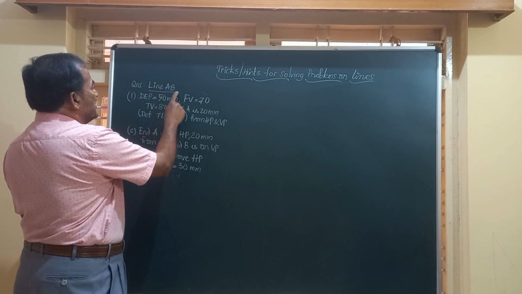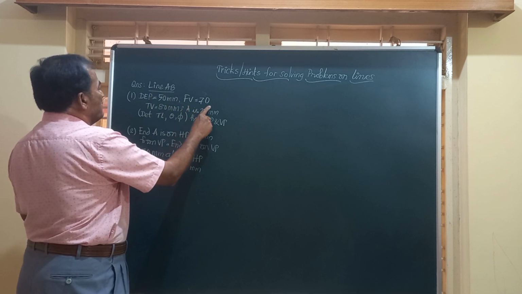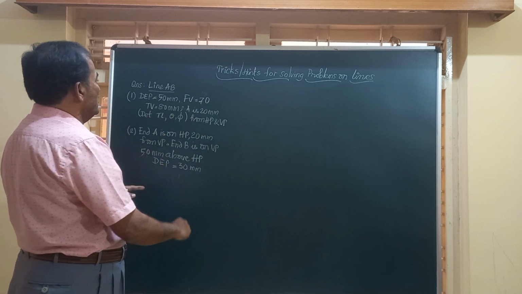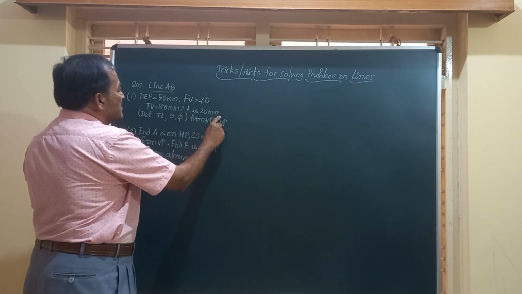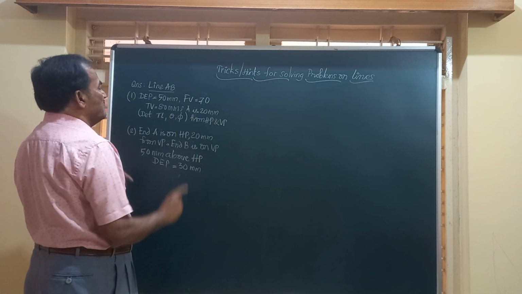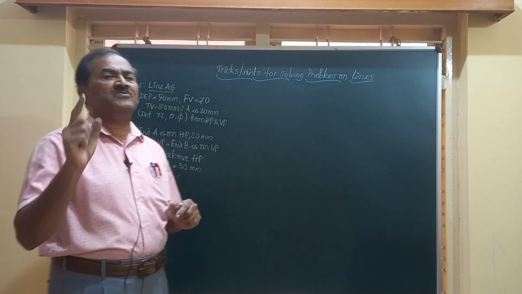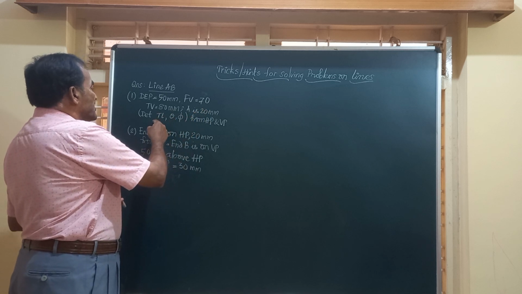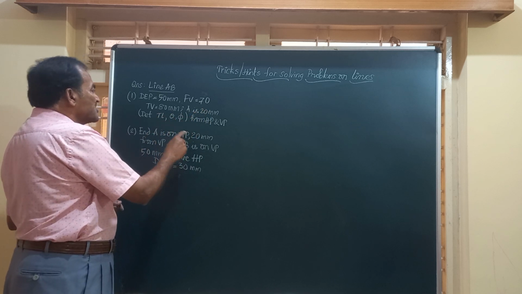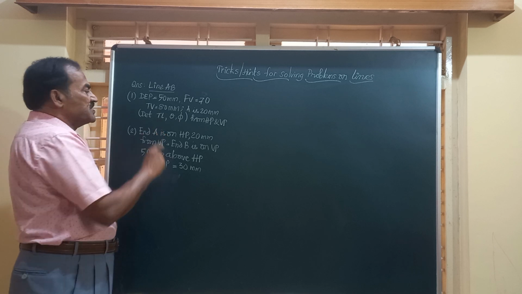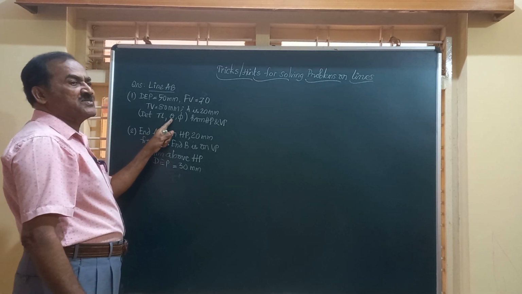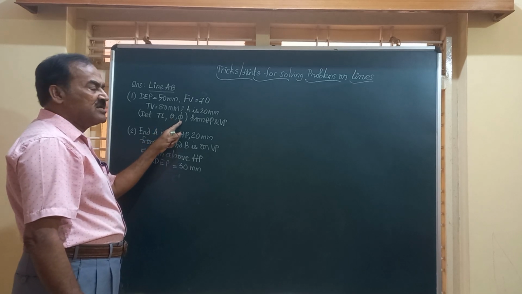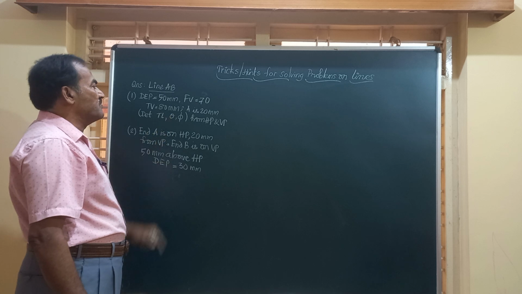There is a line AB. It measures 70 in the front view and 80 in the top view, and the end A is 20 from both HP and VP. So they have given us one of the end points. They have given us the front view and the top view. And we have been asked to determine what is the true length of the line TL, what is theta, the angle made by the line with the HP, what is phi, the angle made by the line with the VP.